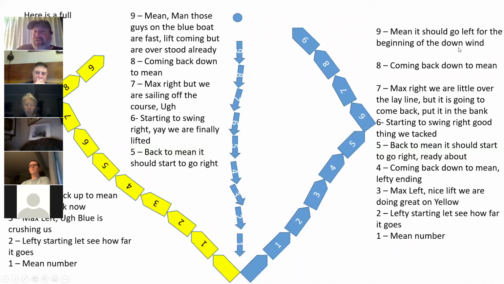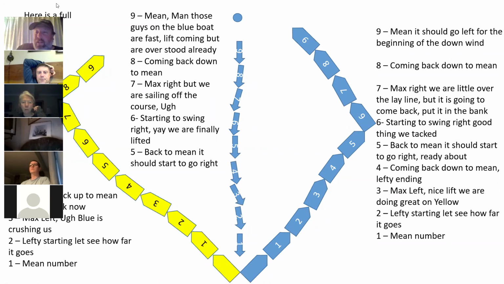There's another little keynote in here, and we're going to go over some of this a little bit more when we talk about the tactics. Mean, it should go left for the beginning of the downwind. You could use the information that you gathered up here near the mark to know how to attack the downwind. By knowing what the last shift was going into the mark, you'll know what the first shift is going to be coming out of the mark. So just because we're making the mark, don't give up on tracking your wind, because what you find here is going to affect what happens after you go around the mark. So that's the blue boat sailing the shift the right way.